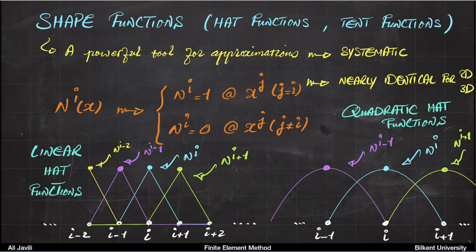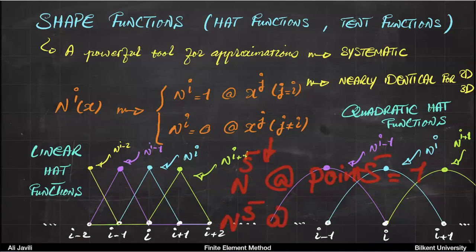So this basically tells you n5 at 5 is 1, n5 at any point that is not 5 is 0. It's basically telling you that. Does that make sense? It makes sense.